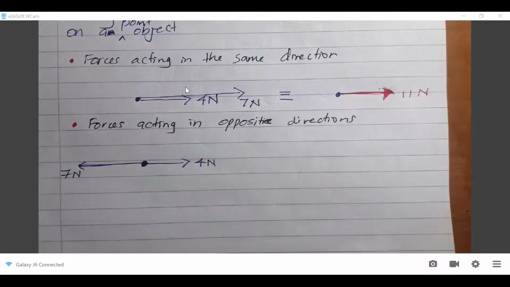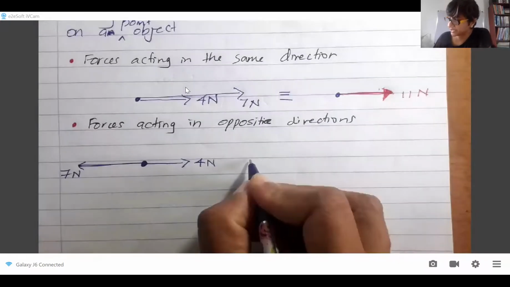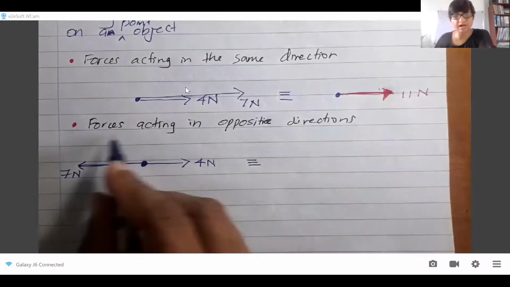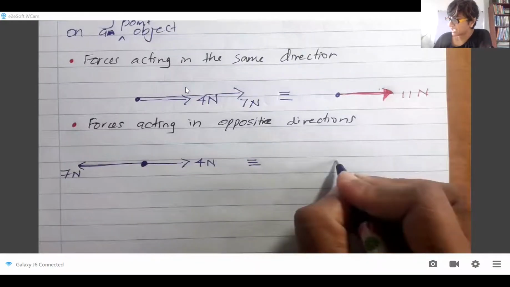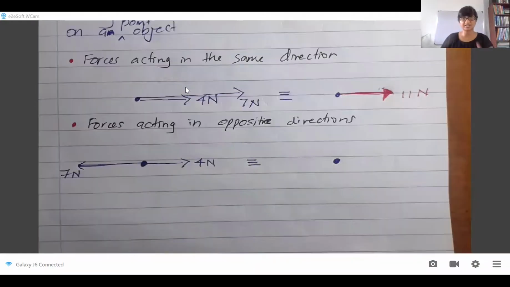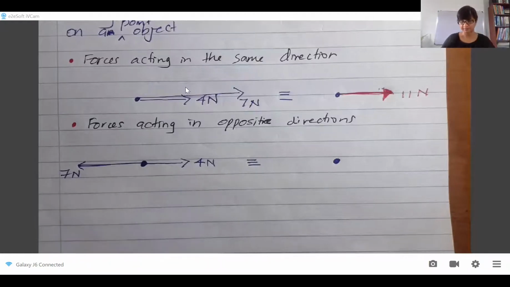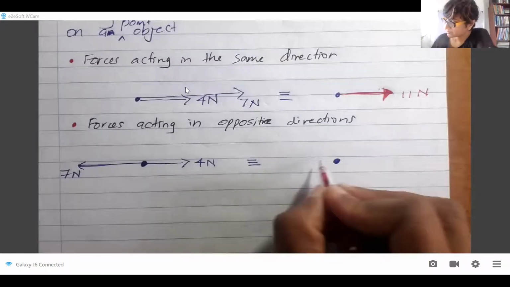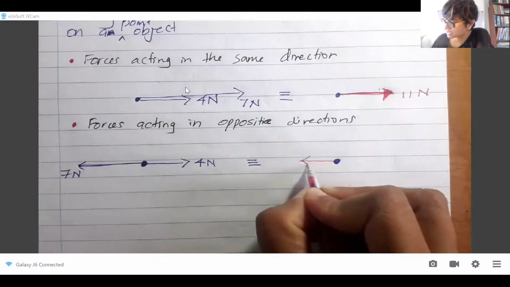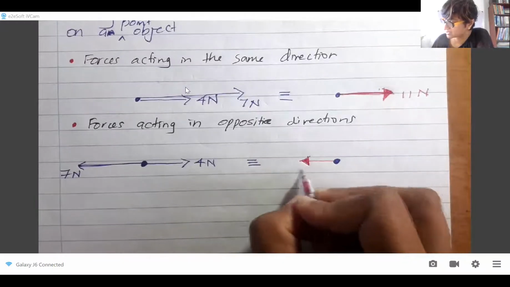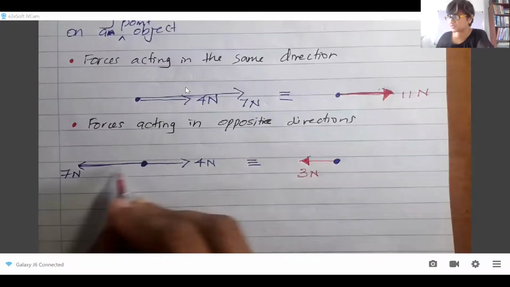Let me know if my video thumbnail is covering anything that I'm writing. Okay. So this scenario is equivalent to having just what single force? I can replace these 2 with what single force? 3 newtons acting this way. So the resultant of these 2 is 3 newtons.